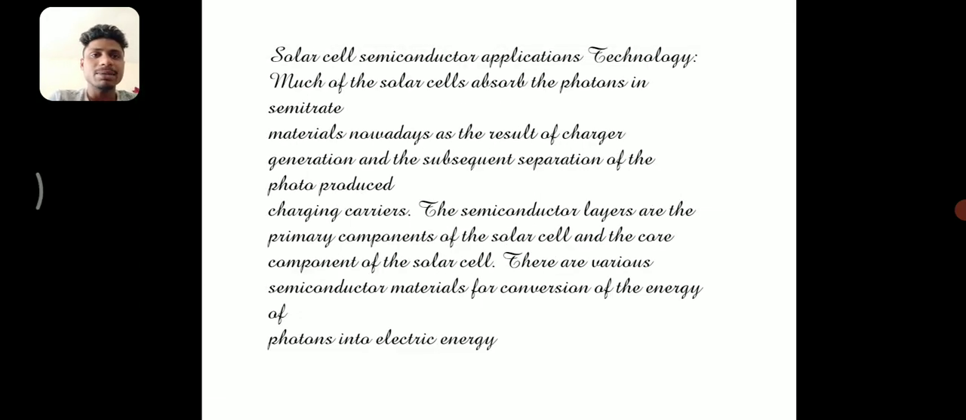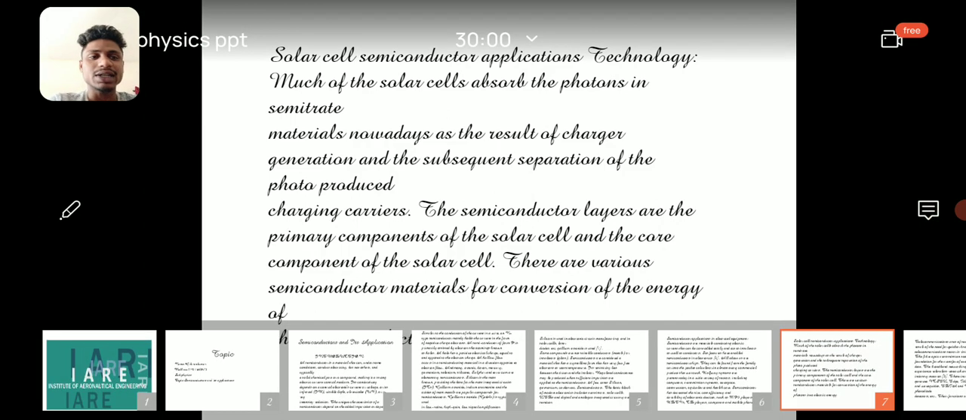Solar cell semiconductors application technology. Much of a solar cell absorbs photons in semiconductor materials, resulting in charge generation and the subsequent separation of the photo-produced charge carriers. The semiconductor layers are the primary components and the core component of the solar cell. There are various semiconductor materials for the conversion of the energy of photons into electric energy.